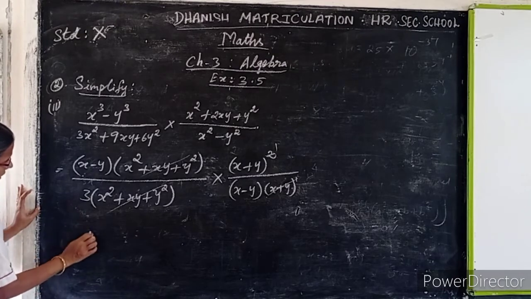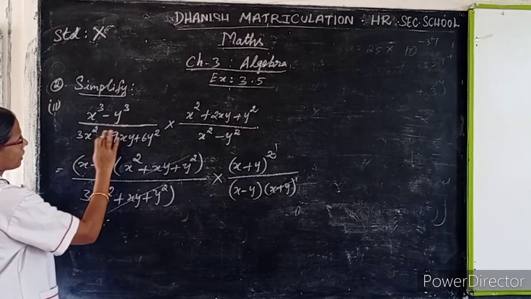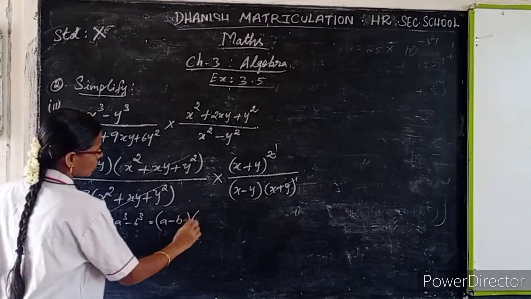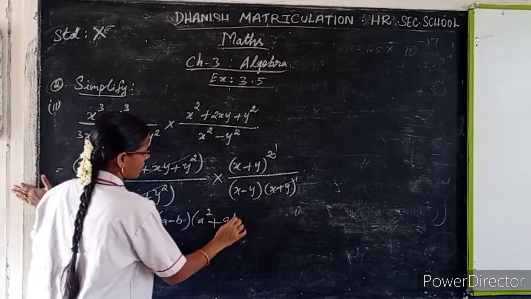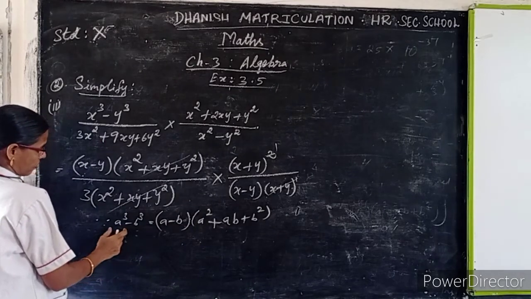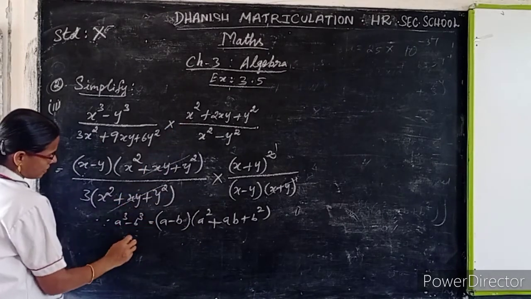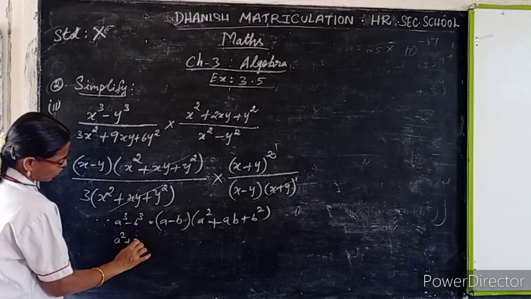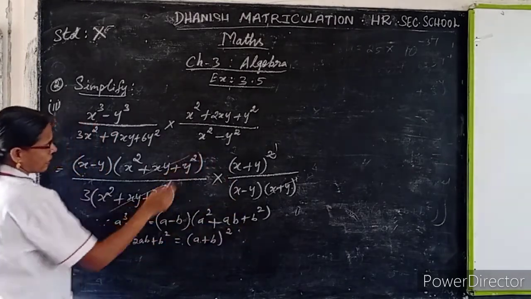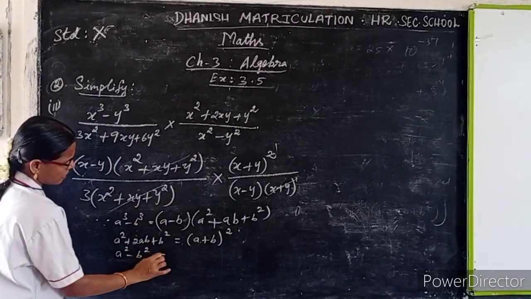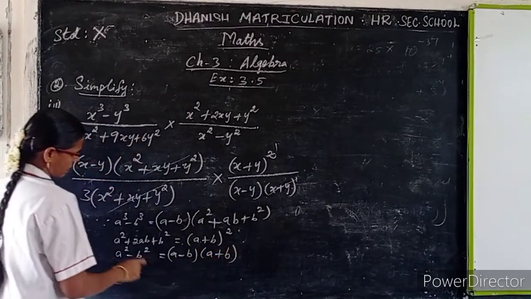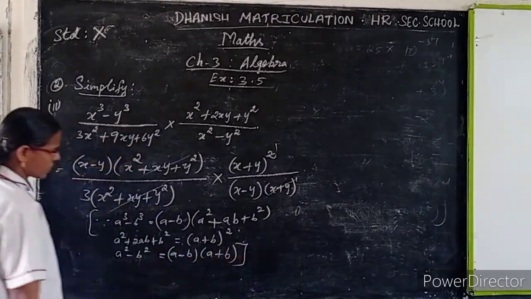Remaining terms, since our identity, here what identity, a cube minus b cube, that is a minus b into a square plus ab plus b square. This is the identity for a cube minus b cube in factor form. Here, a square plus 2ab plus b square can be written as a plus b whole square. Here a square minus b square is a minus b into a plus b. These are the identities used here.